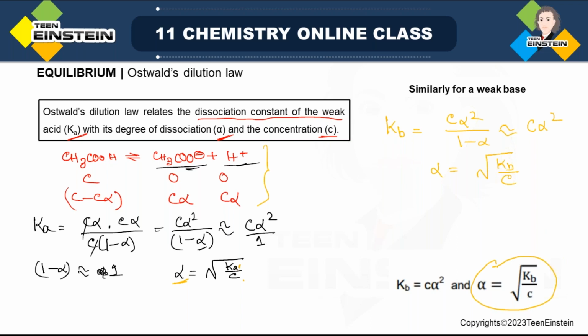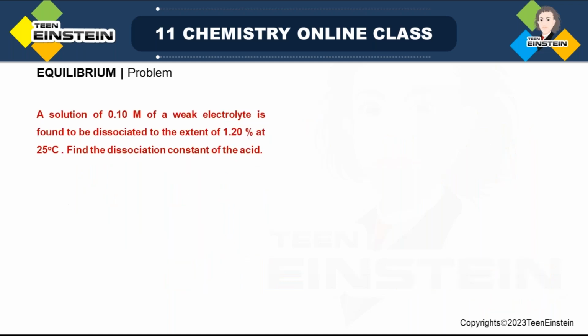Okay, now we will try to see how using this type of equation, these two equations, one is for weak acid, another one is for weak base, how we can solve some problem. So here we have this problem: a solution of 0.1 molar of a weak electrolyte is found to be dissociated to the extent of 1.20%. So this is basically the fraction of this weak electrolyte. Acid or base, that is not clearly mentioned, and that also we don't need to know. Extent of dissociation is 1.2%.